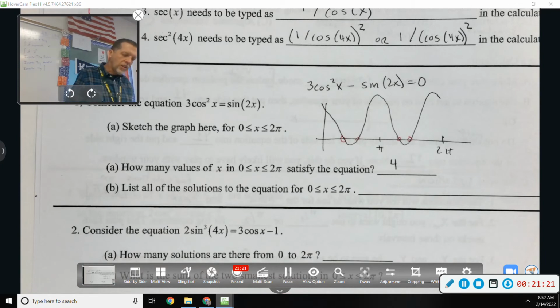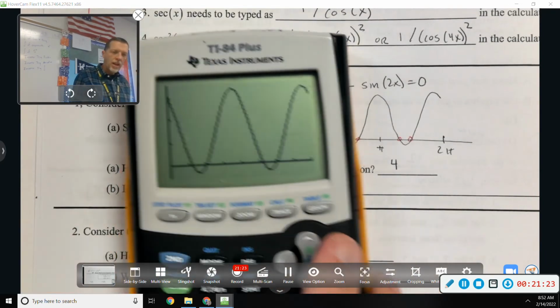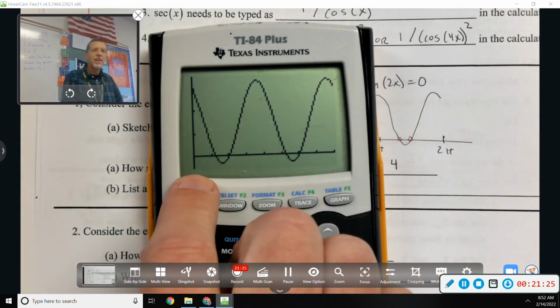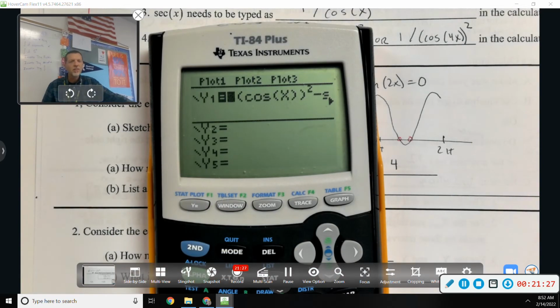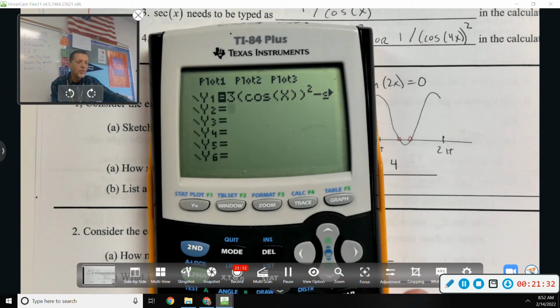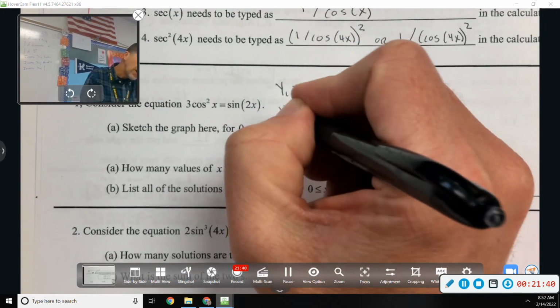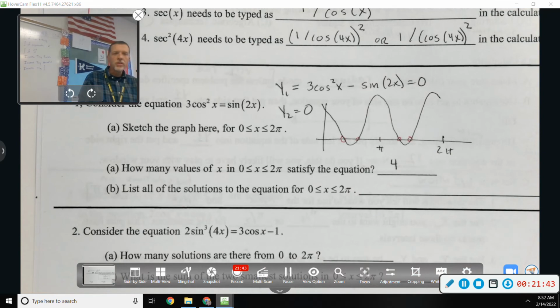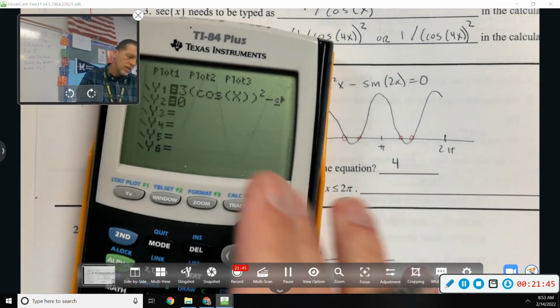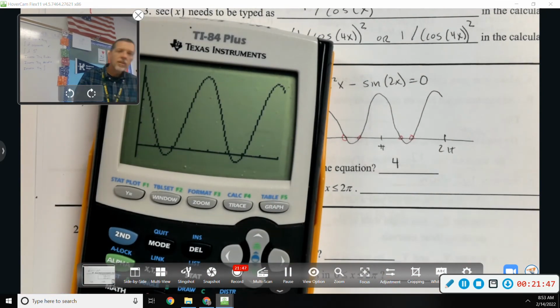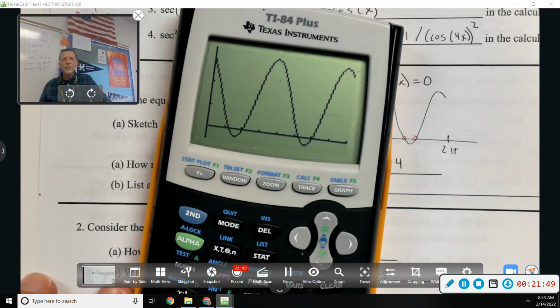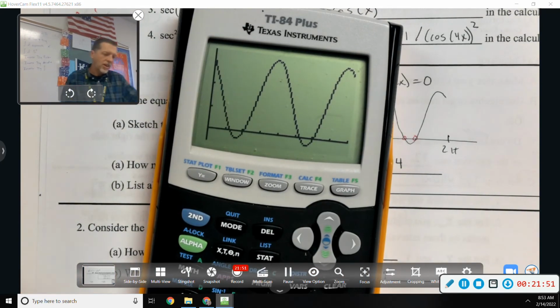All right, now for the fun part. What haven't I done yet that I need to do if I want to find an intersection? I need to put in 0. Right now there's nothing for it to intersect. So I need a second equation of y2 equals 0. So y1 equals your main equation, y2 equals 0. And it feels like it doesn't show up because it's right there on the x-axis, but that's fine.